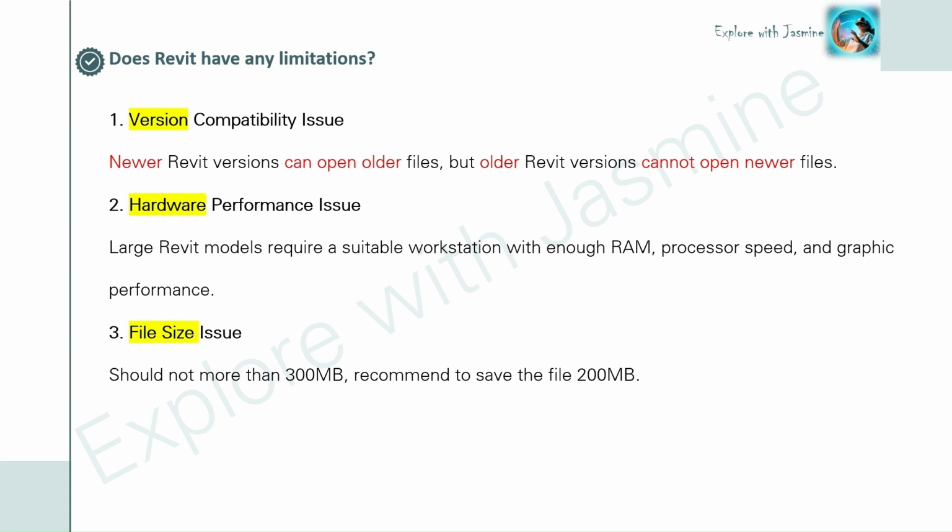Please read through these documentations. The Revit file size should not be more than 300 megabytes, and it's recommended to keep the file at 200 megabytes. Understanding these limitations helps the team avoid technical problems and maintain a smoother BIM workflow.